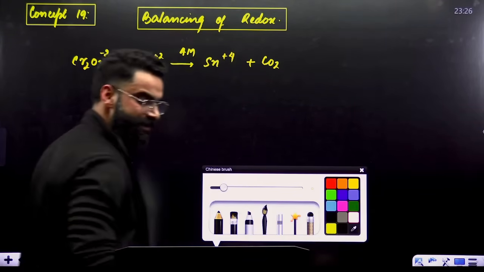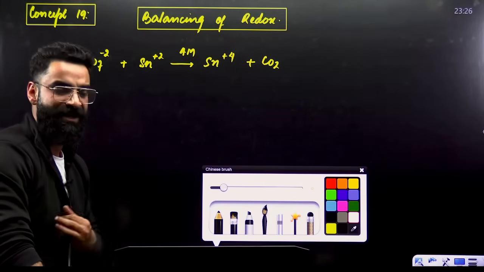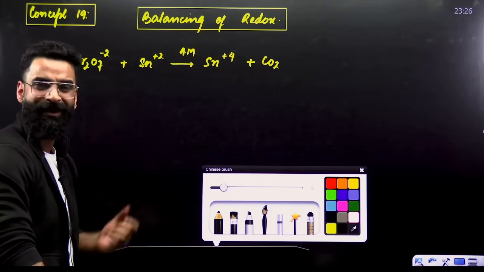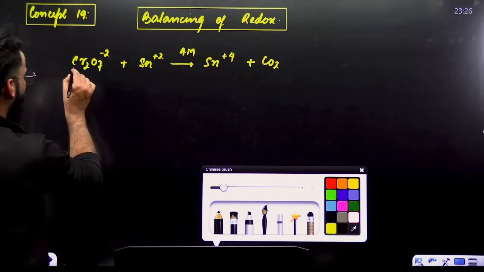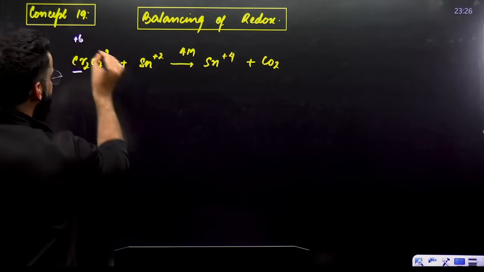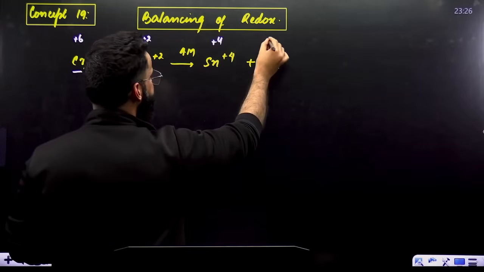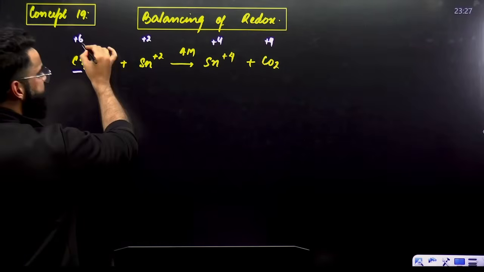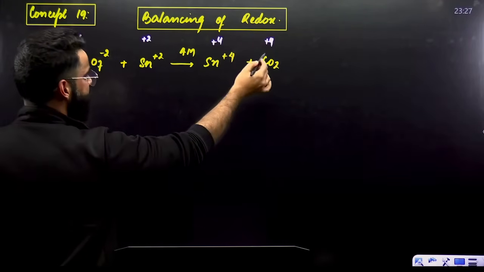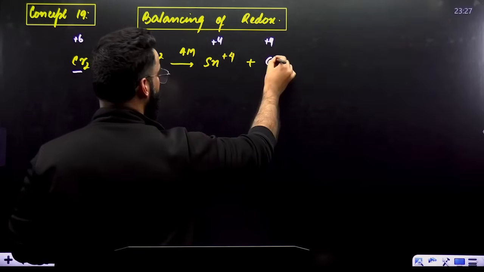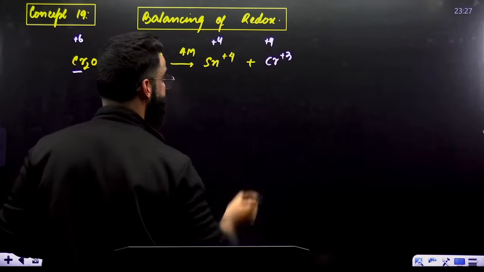Sometimes they'll ask you a question wherein you have to balance the reaction in acidic medium. I'll show you a simple shortcut by means of which you can balance the reaction in acidic medium. My dear students, get the oxidation state of chromium. It is +6. Tin here is in +2 oxidation state. Here tin is in +4. Here carbon is in +4. Now understand, this is not carbon dioxide, sorry. This is chromium tripositive, so its oxidation state here is +3.